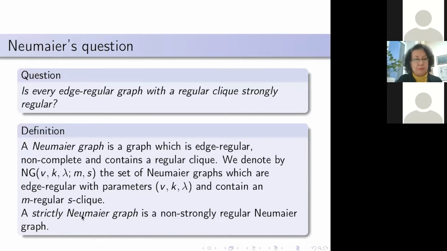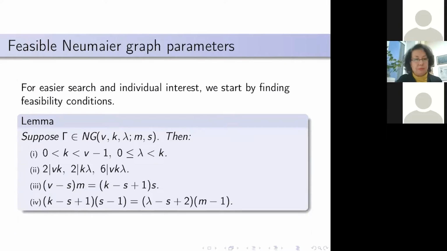And as Martin does, we start with some parameters, seeing as we want to find the existence of a graph. We also need to know where to look. And we start with some simple feasibility conditions on the parameters. The first two here being from the fact that the graph is edge regular, and the last being a simple edge counting argument.